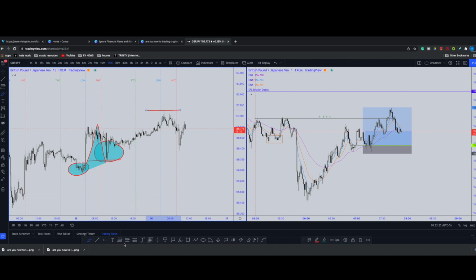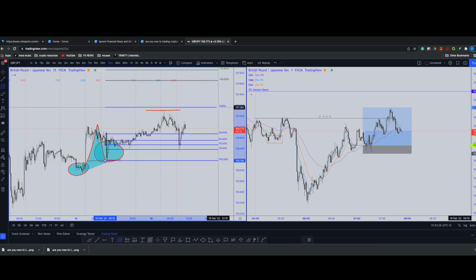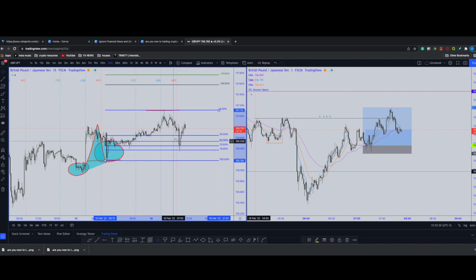Same principles that I teach you guys: we can see that the market dipped back down into that discounted range on the higher time frame of what?